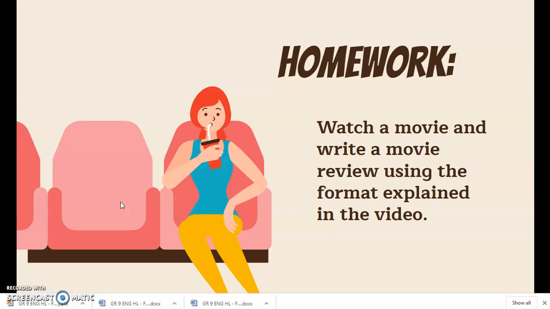For once, you can actually tell your parents your homework is to watch a movie. So watch a movie and write a movie review using the format explained in the video. You may also use a movie that you know very well, that you've seen many times, your favorite movie perhaps, and use this to write your movie review.